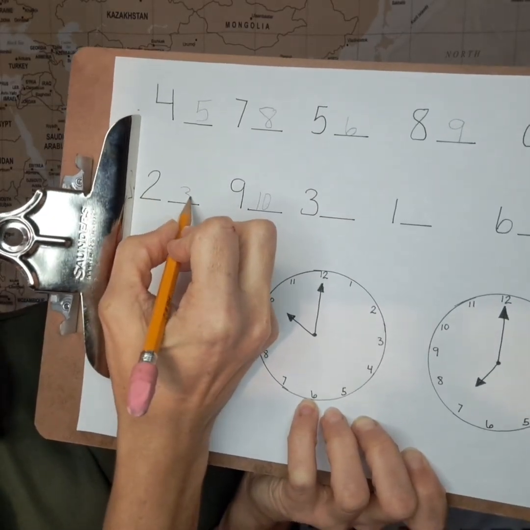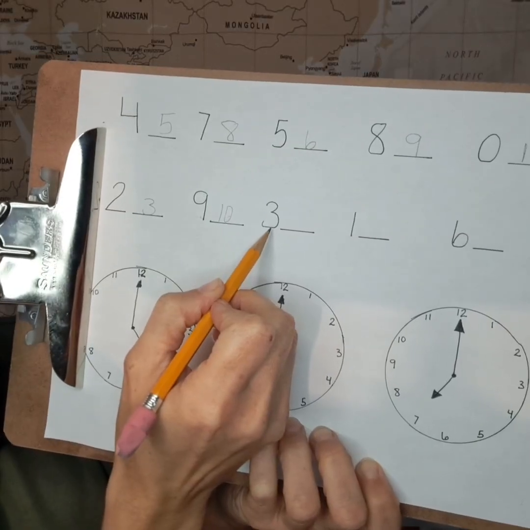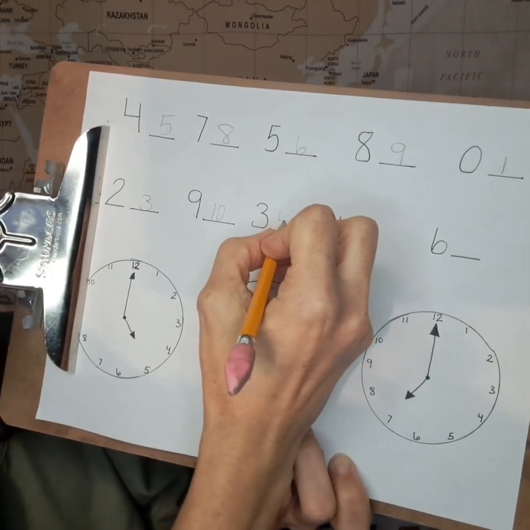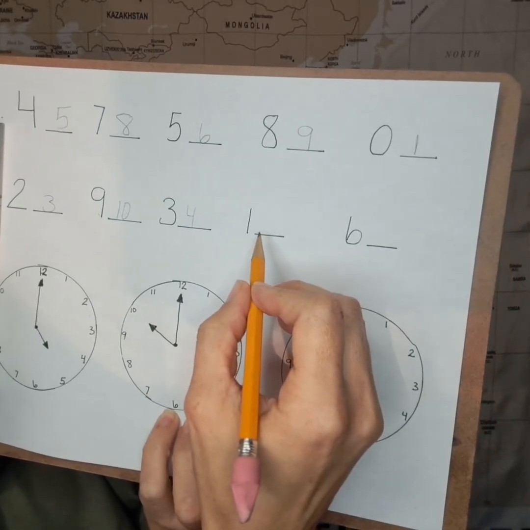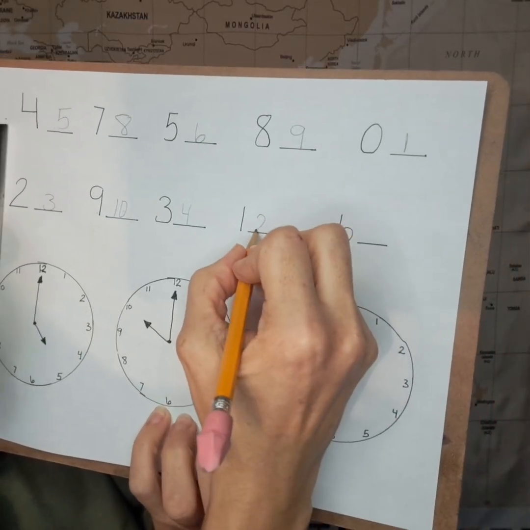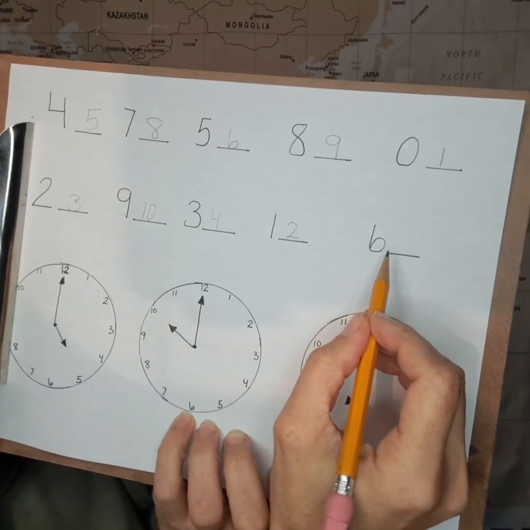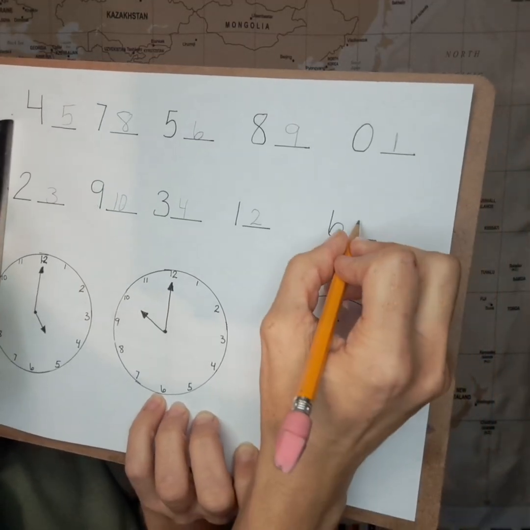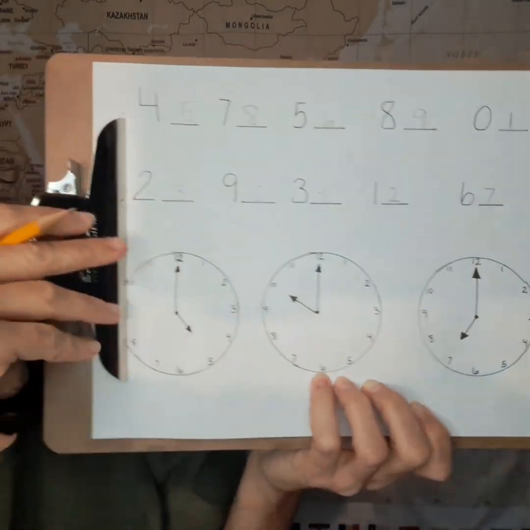2, 3. Now what number comes after 3? 1, 2, 3, 4. What number comes after 1? 1, 2. Last one. What comes after 6? 1, 2, 3, 4, 5, 6, 7. 7 comes after 6. Okay, very good.